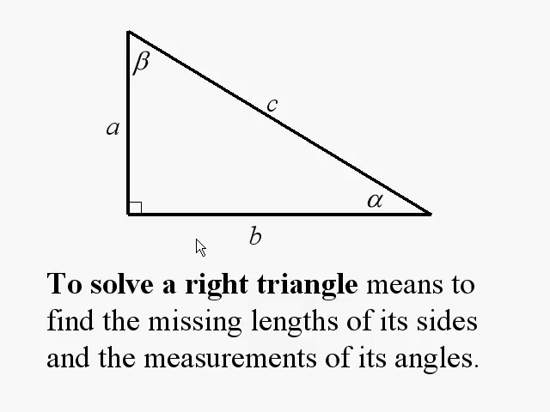So we're going to solve the right triangle by taking information that's given about some pieces here, sides or angles, and if there's enough information given, we can find all the missing information, and that's what solving the triangle is.